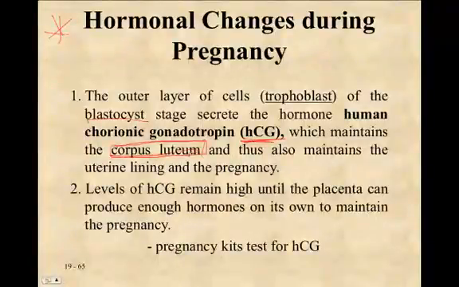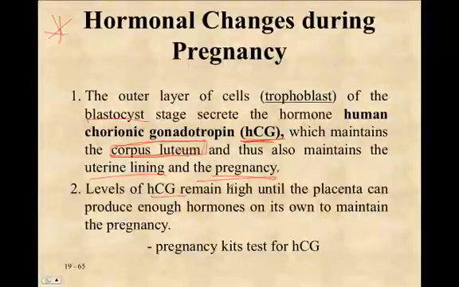And so that HCG will then maintain the corpus luteum, and that corpus luteum then will continue to secrete progesterone and estrogen, and that will prevent menstruation and also prevent ovulation by continuing to secrete that progesterone and that estrogen. So this helps maintain the uterine lining and maintains pregnancy.